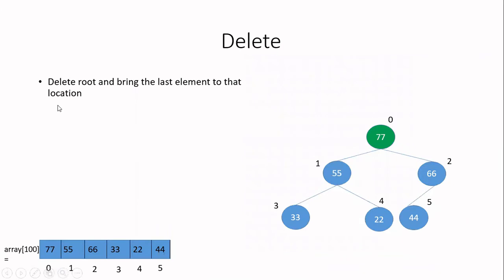So in case of deletion, we will always delete the root node. Then whatever is the last element in the array, that element we will bring to the position of the root node. So here, this is my array. I want to delete. So first I'll be deleting the root node, which is available at the index 0. So 77 will be deleted. Then I will bring this 44, which is the last node in my array, to this position, that is to the index 0.